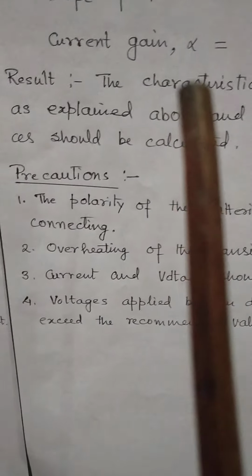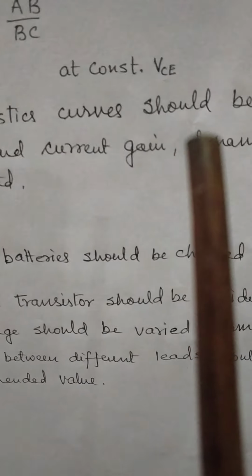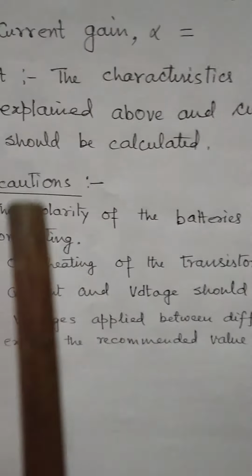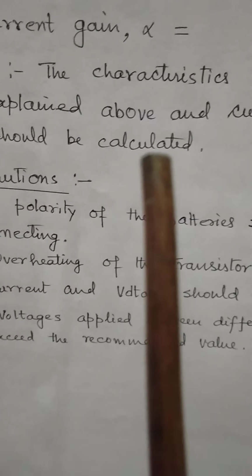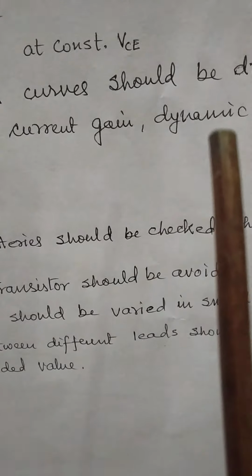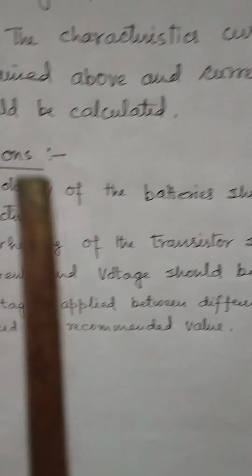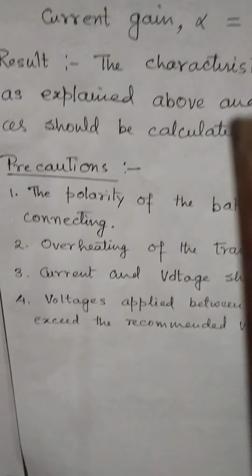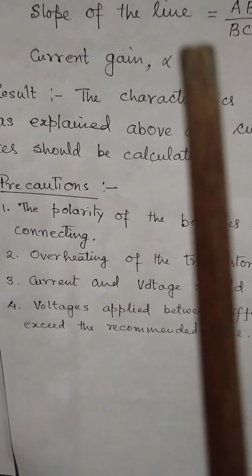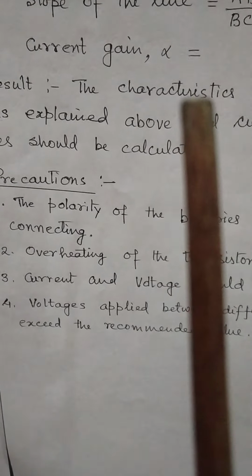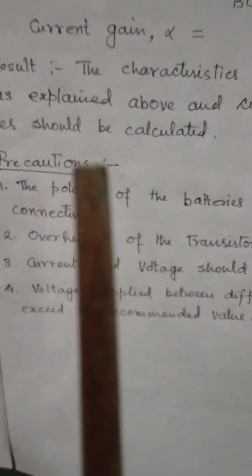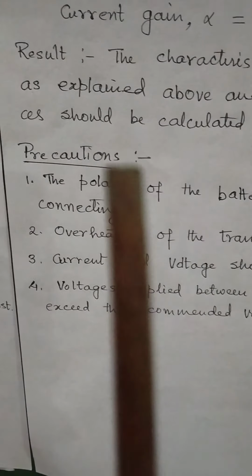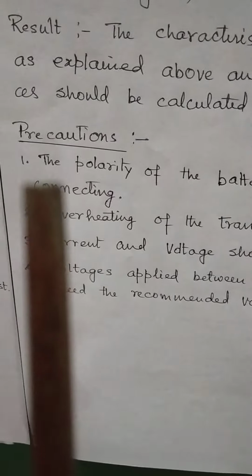Now let us discuss the result. The characteristic curves should be drawn as explained above, and current gain and dynamic resistances should be calculated. Now the maximum value of alpha is 1 and it cannot be reached, so it is below 1. It should not exceed the value of 1.